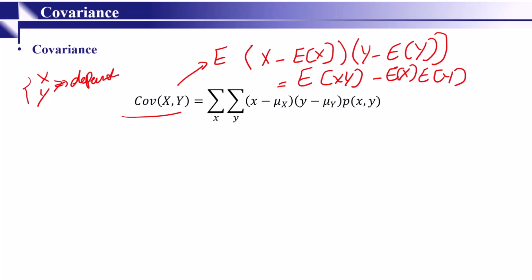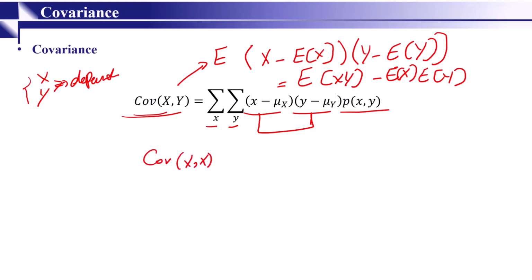We can also rewrite the covariance of x and y as the sum over x, sum over y, of (x minus mean of x) times (y minus mean of y), multiplied by the probability of x and y. This x minus mu x and y minus mu y are the deviations of the two variables from their respective mean values. So the covariance is the expected product of the deviations.